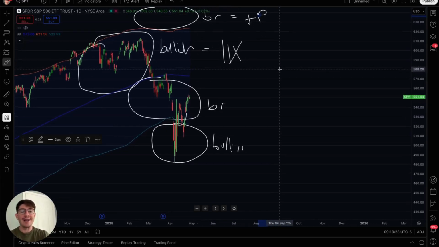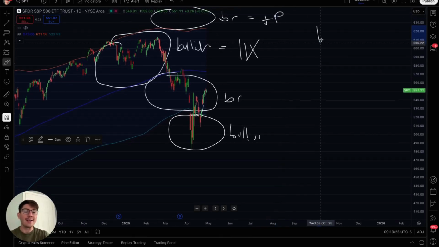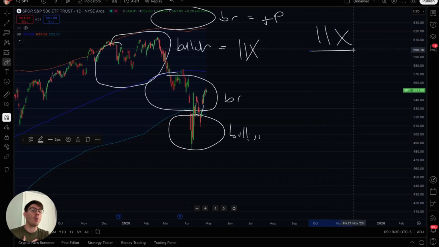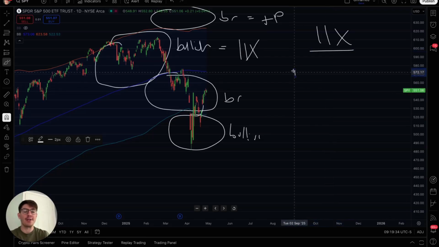So I wanted to make sure to teach you about that. So let's dive in. What is the 1-1-1 strategy? Super simple. I love trading the 1-1-1s. So again, 1-1-1s. And what this is, we're basically doing a put debit spread.